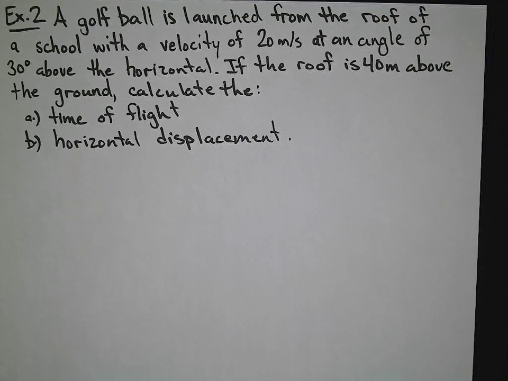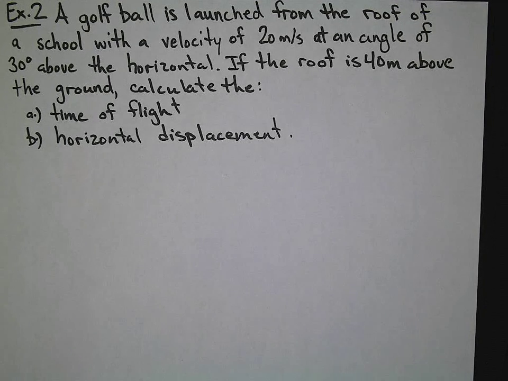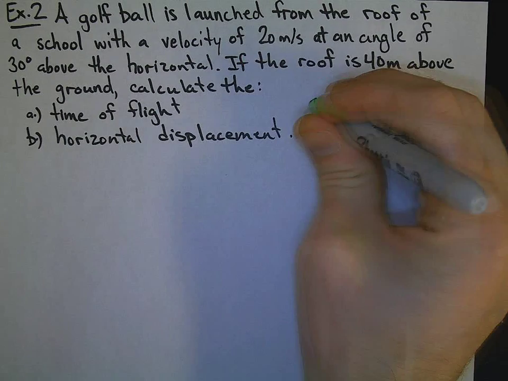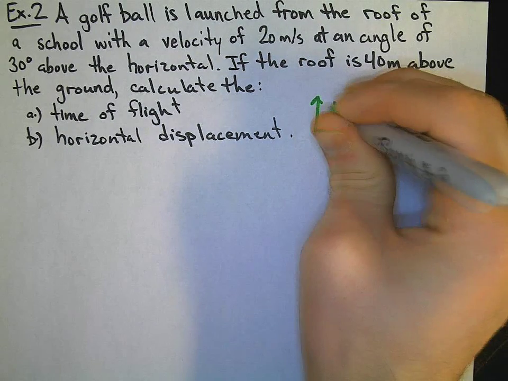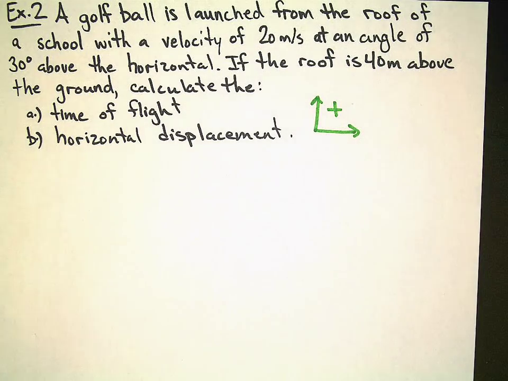a golf ball launched from the roof of a school with a velocity of 20 meters per second, an angle of 30 degrees above the horizontal. If the roof is 40 meters above the ground, let's calculate a few things. So let us start by declaring that up and to the right will be positive.